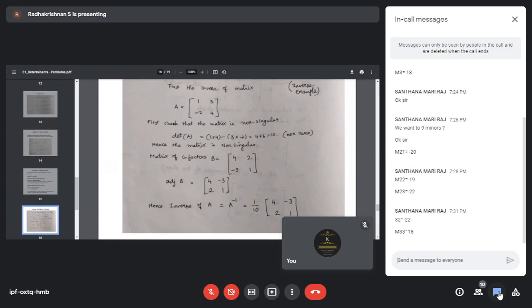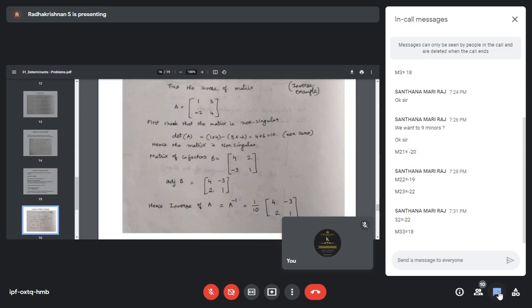I hope you all understood how to compute the inverse of a matrix, right? Anybody has got any questions? Yes, sir. Okay. No, sir. Good. So it's very simple.